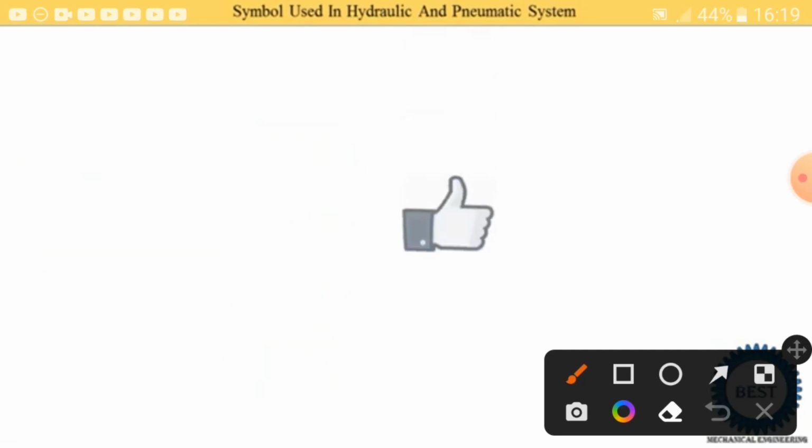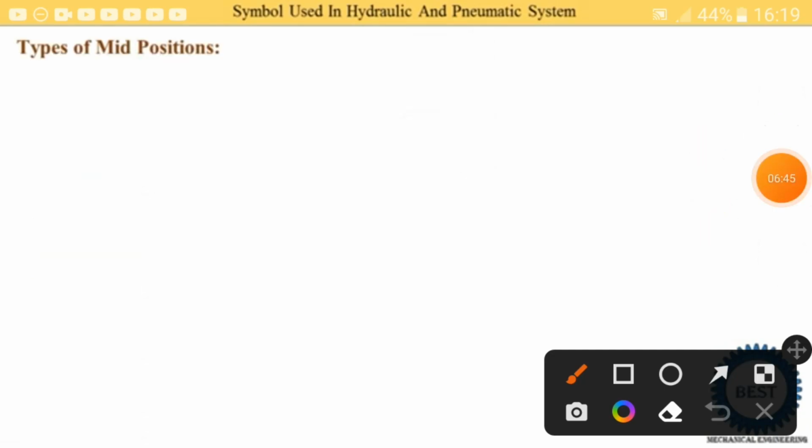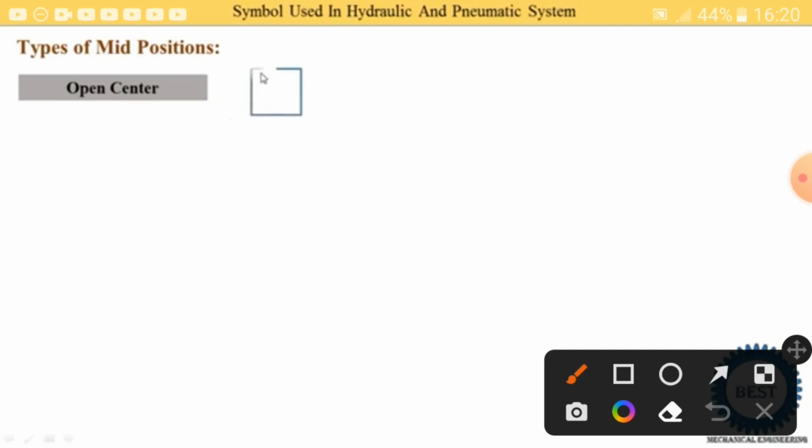Now before moving ahead, I want to explain the directional control valve mid positions. What are the possibilities in a hydraulic or pneumatic system? Now the first one is the open center. Here mid position means we only look at the ports in the mid position. The first and third positions are not explained; we just focus on the mid position.